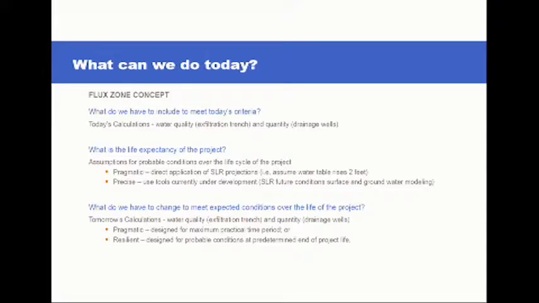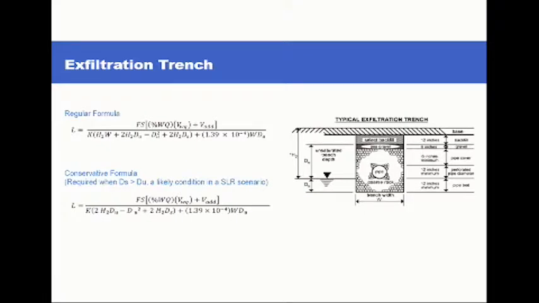So one of the things that we could do is when we do our designs, look at two sets of calcs, one for today and one for the future scenario. Maybe we can't look at the end of life of the project or a very resilient design. That would obviously be ideal. Maybe we just look at a pragmatic sort of time frame that we think is reasonable that we can accommodate in our design. We can do this using tools that we already have available today.